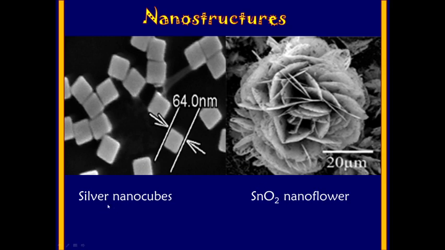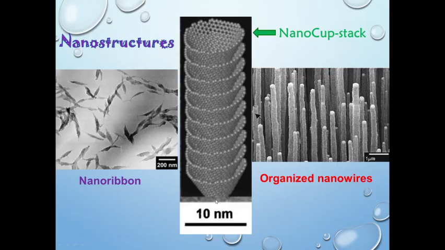And here this is a silver nano cube, exactly like a cube they have made. And this is a tin oxide nano flower. It is just like a cauliflower shape. So they were able to make a nano flower shaped nanomaterial. And this is just like a ribbon. You might have seen this kind of ribbon. It is made from nanomaterial, and this is just like a cup, a nano cup stalk. It is just like our teacups.